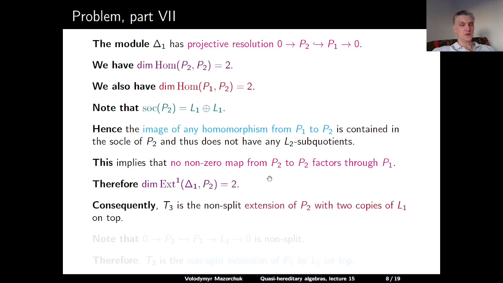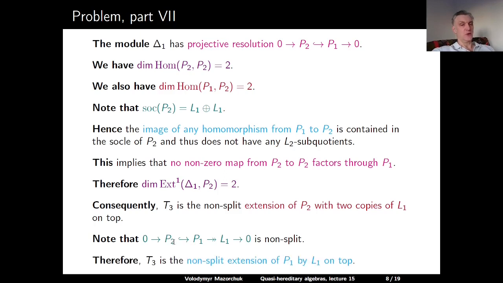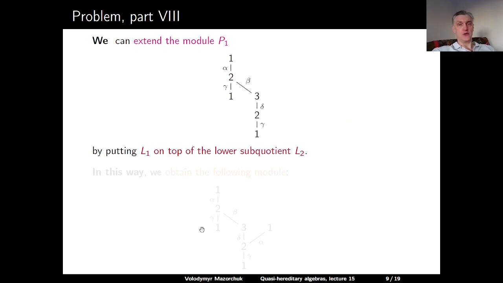And so we can conclude that the module T3 is a non-split extension of P2 with 2 copies of L1 on top of it. We also have a non-split short exact sequence where P1 is in the middle, it has L1 as a quotient and P2 as a submodule. So it follows that T3 will be a non-split extension of P1 by putting one more copy of L1 on top of it. So now let us look at our module P1.